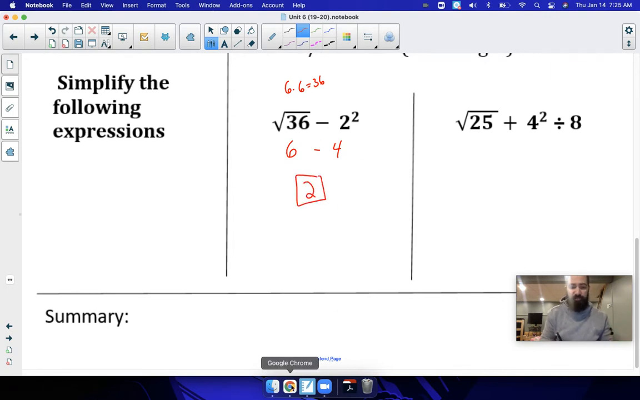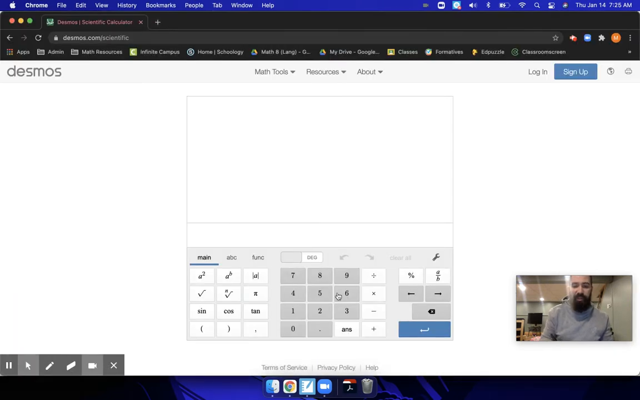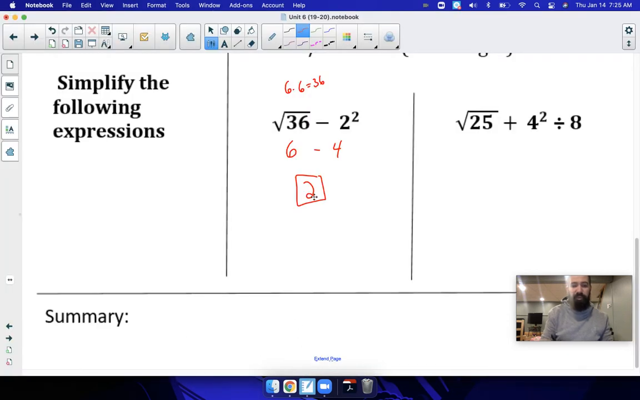Let's see that on a calculator. Okay, we had the square root of 36. I'm going to go outside my square root symbol, and we're going to take away from that 2 squared. Again, our answer should be 2, which is what we got over here. Answer was 2. Awesome. Let's try another one.